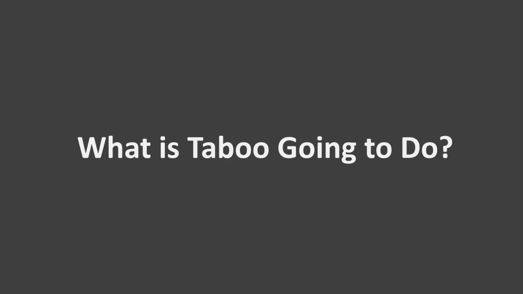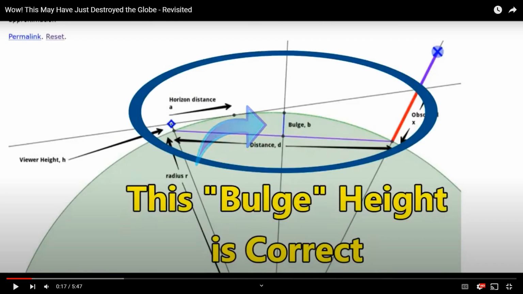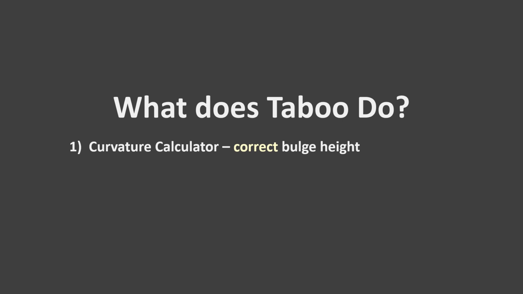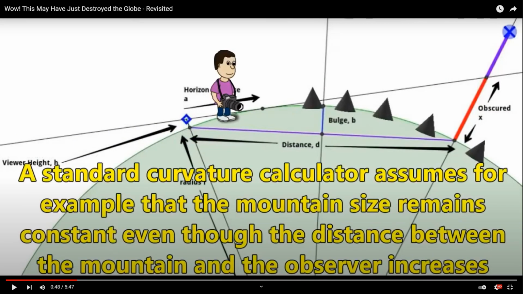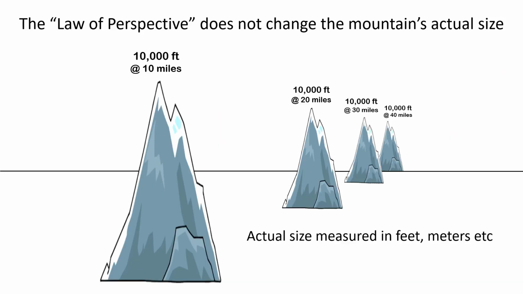Let's find out. Now his video is just a series of graphics with no commentary, but he starts off with this graphic. So he agrees the curvature calculator gives the correct bulge height. However, if the height of the object decreases in size due to distance, law of perspective is entirely ignored. A standard curvature calculator assumes, for example, that the mountain size remains constant even though the distance between the mountain and the observer increases. This is not an assumption.